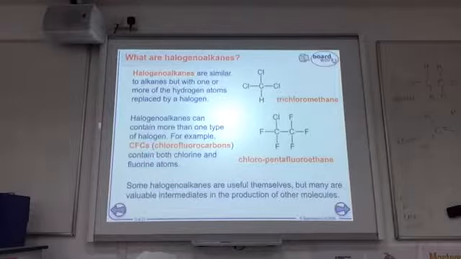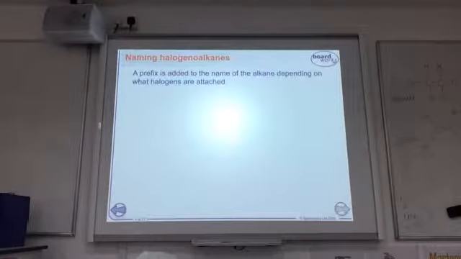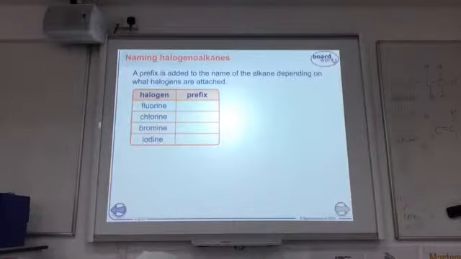All right, so I'm going to change the slide, folks. Let's actually name some. This will give you the rules for naming them. A prefix is added to the name of the alkane. It depends on what halogens are attached. The prefixes for the 4 different halogens, I think you've worked out what they are already. Essentially, you take off the INE and you put an O instead. So you get fluoro, chloro, bromo, iodo. Iodo looks kind of weird as a prefix.